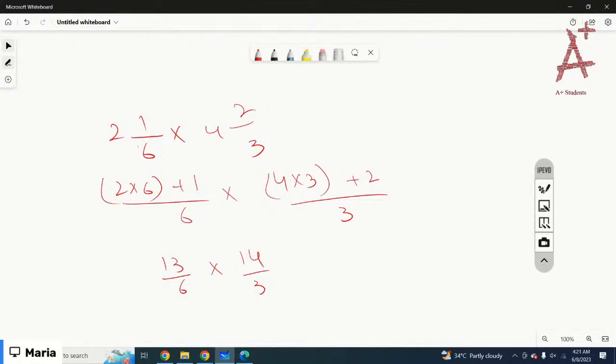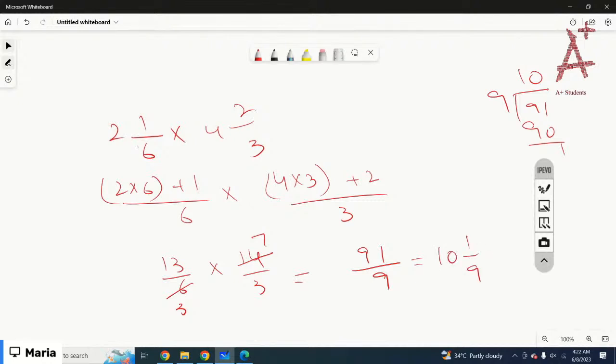Let's multiply them. You can divide them by the common factor. It would be 2 times 3 is 6 and 2 times 7 is 14. 13 times 7 is 91. And 3 times 3 is 9. So you can go for 9 times 10 is 90 and here you have 1. So it would be 10 whole 1 over 9. The correct option is 10 whole 1 over 9.